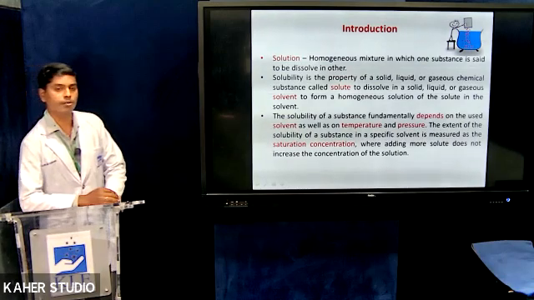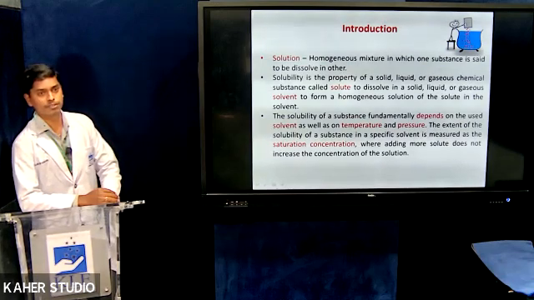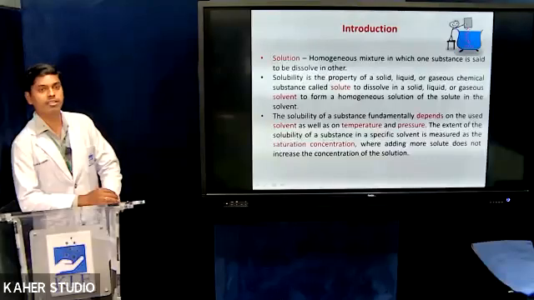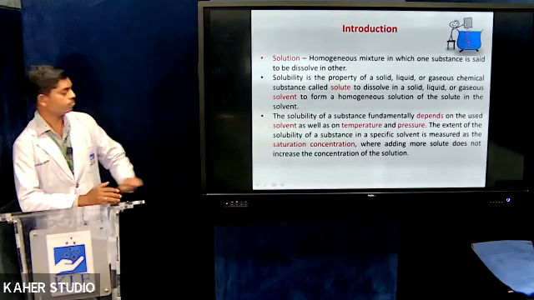If the concentration of the solids goes beyond that level, that will form the saturated solution. To reach equilibrium in the saturated solution, we determine the particular concentration where adding more solute does not increase the concentration of the solution any further.